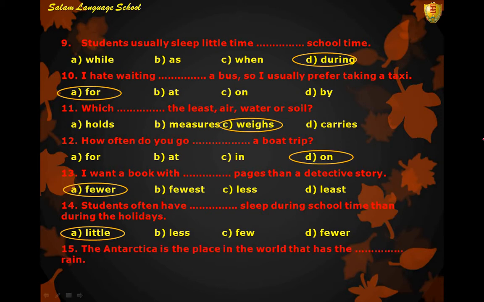Number 15. Antarctica is the place in the world that has blank rain. The much rain, little rain, less rain, least rain? The much, the little, the less, the least? Of course, the least rain. Antarctica is the place in the world that has the least rain.